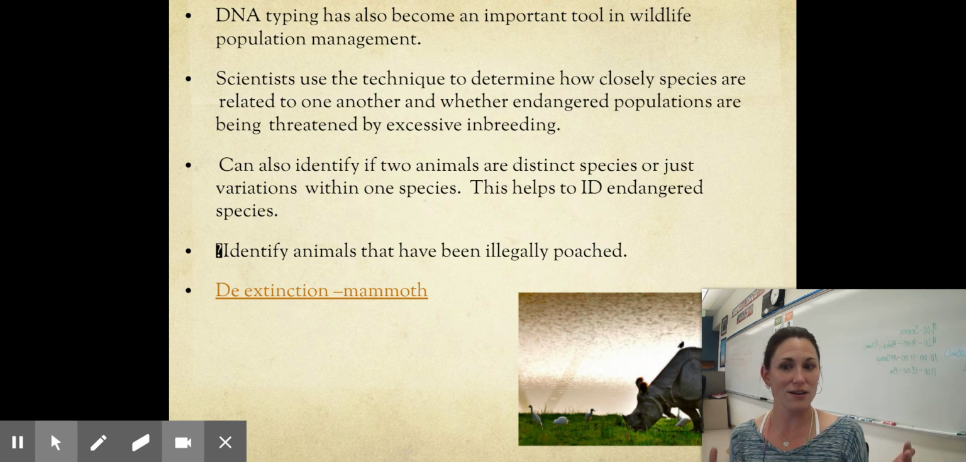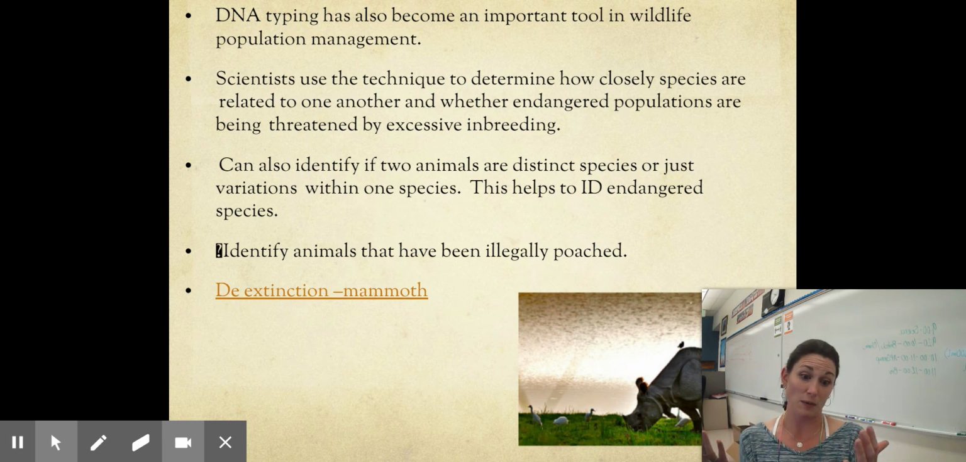Anyway, we can identify whether these 2 animals are distinct species or if they're the same species just based on how different their DNA is when we put it on a gel. The other thing that we can do is identify animals that maybe have been illegally poached just by looking at the DNA that we collect from those carcasses. That'll tell us if these animals are endangered species or what type of species we're looking at. Because sometimes the remains from a poaching are hard to identify. So DNA helps us with that.